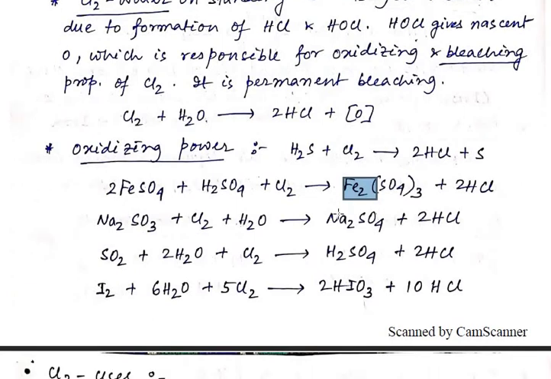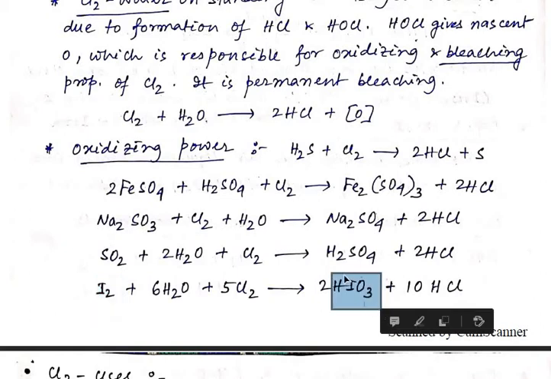Next reaction: suppose I have iodine, and when iodine reacts with water along with Cl2, it forms HIO3 along with HCl. If I look at the iodine, here the oxidation number is 0, and in HIO3, what is the oxidation number of iodine? H is +1 and oxygen is 3 times -2, so -6, so the oxidation number of iodine is +5.